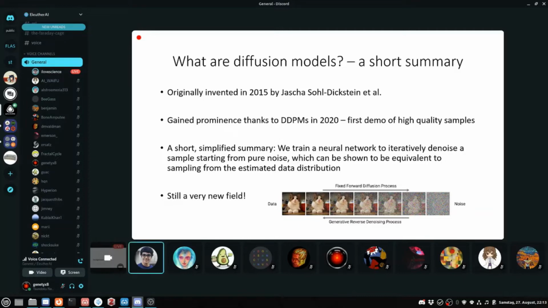Of course, this is still a very new field. It only started out in 2020, and since then it has exploded a lot, but there's still a lot of interesting work to be done in the field. So, any questions about that before we delve into the DDPM paper specifically?